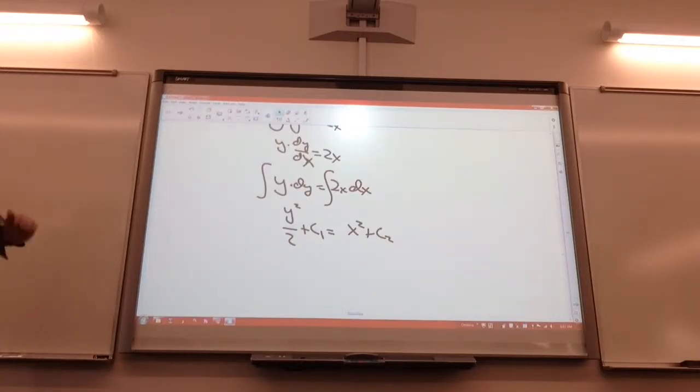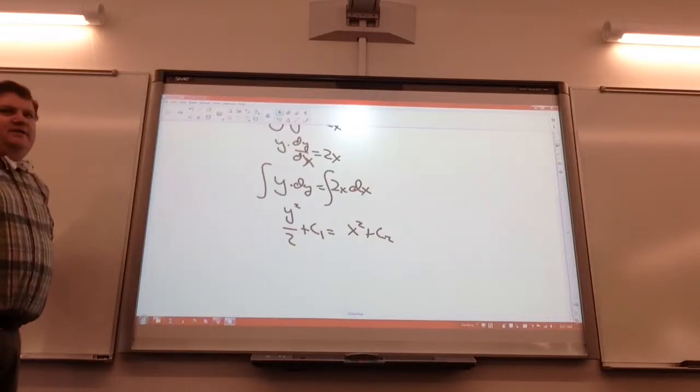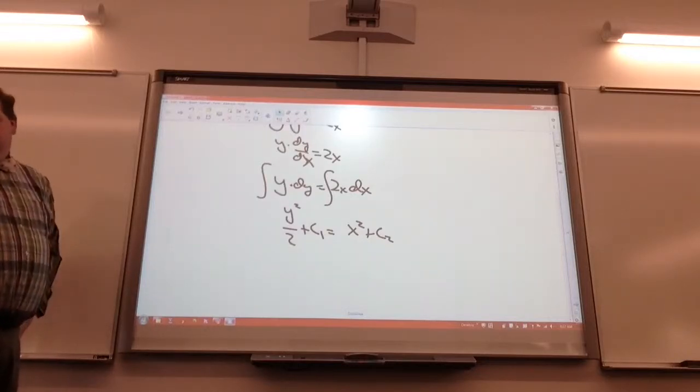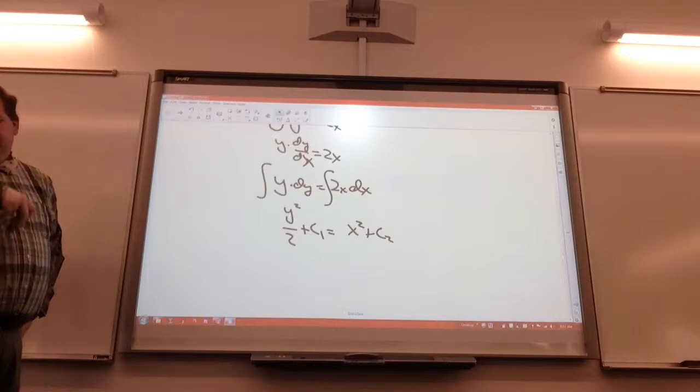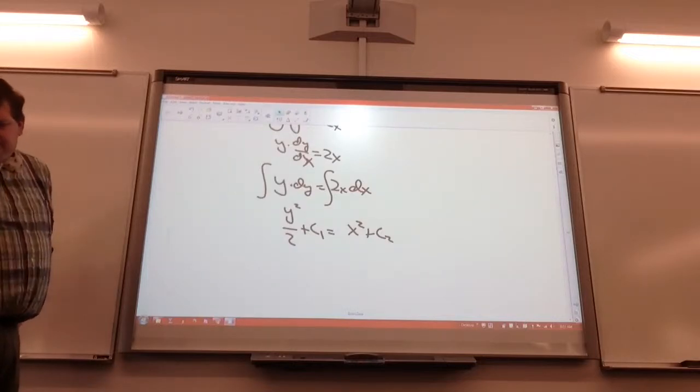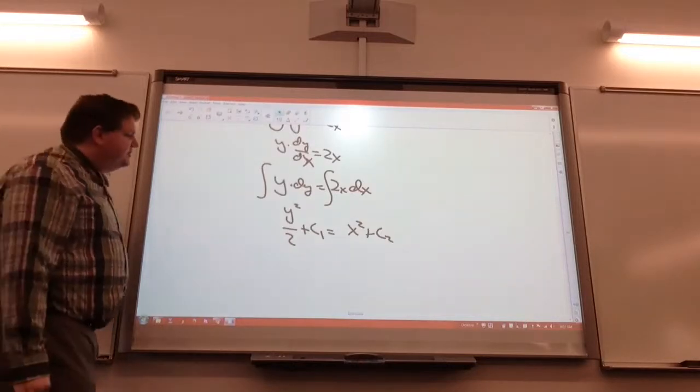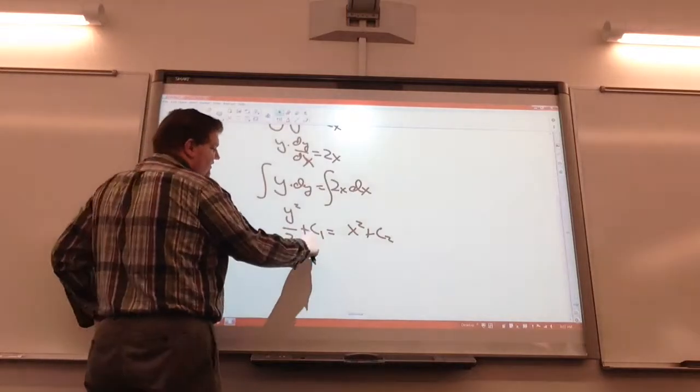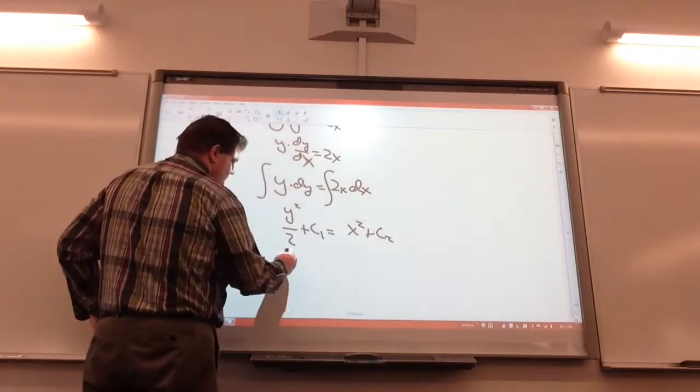Now we want basically this to be as close to y equals as possible. So we're going to go ahead and shuffle things around. We're going to move the c1 over to here.